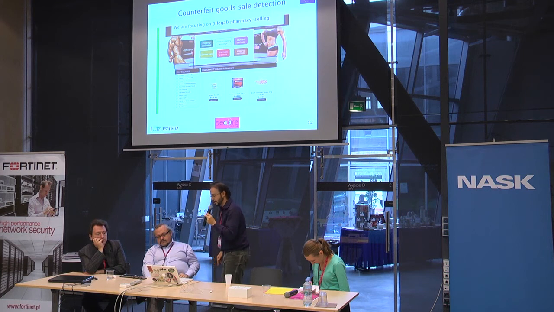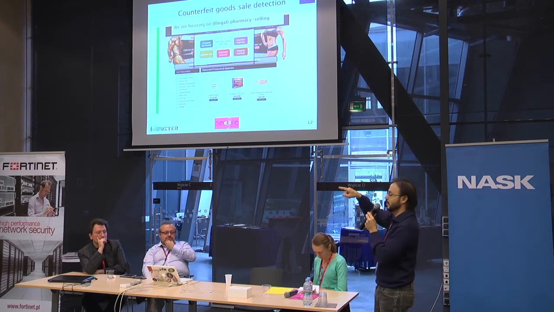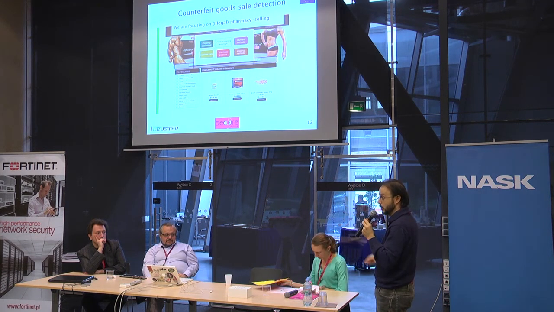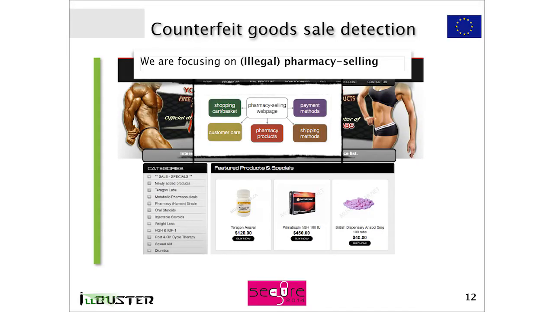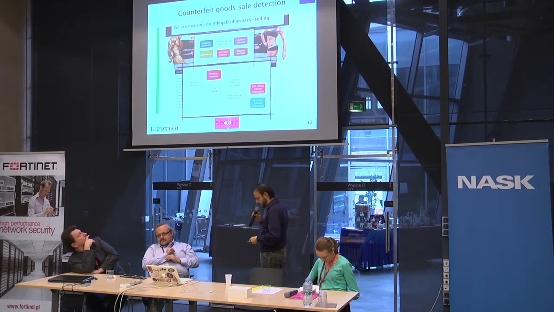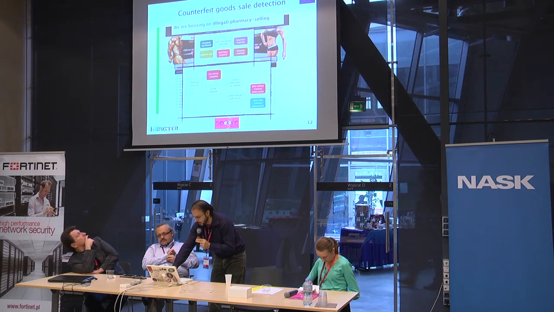So what is the basic concept here? A pharmacy selling web page is usually characterized by some features. For instance, it contains a shopping basket, customer care, pharmacy products, obviously, it advertises products, and has a lot of shipping methods or payment methods. Okay. And how to distinguish between legitimate and illegitimate pages? I already said that. Pharmacy products are sold online, but they may not be sold online normally. If they are sold online, they are sold without any kind of medical prescription.